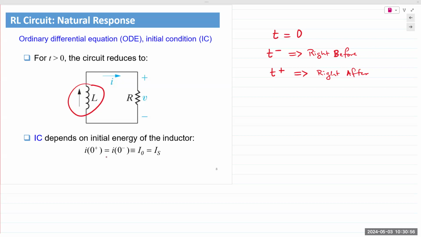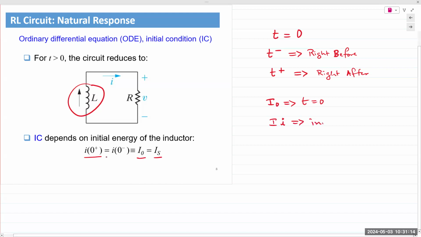So then we say that the current before and after is exactly the same. I0 is equal to IS. That zero indicates the initial period, time t equal to 0. Sometimes it is also referred to as Ii, initial. So I stands for initial. Both mean exactly the same thing. That's the point in time that we begin our analysis.